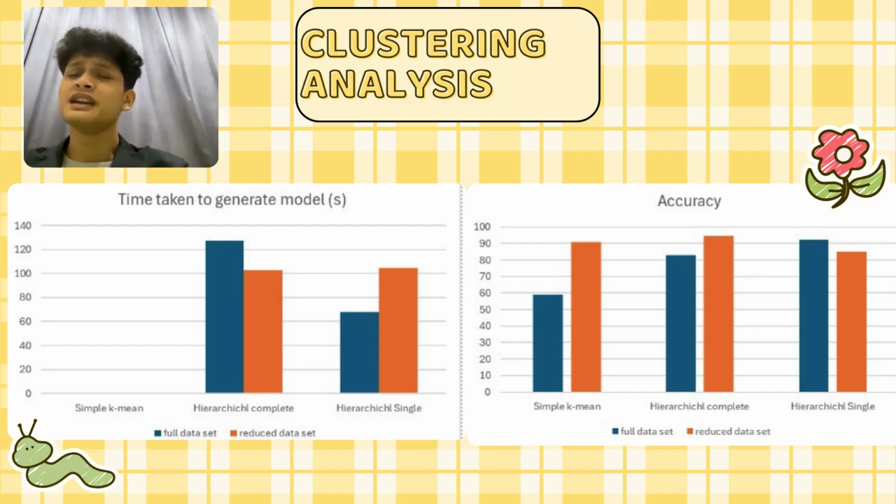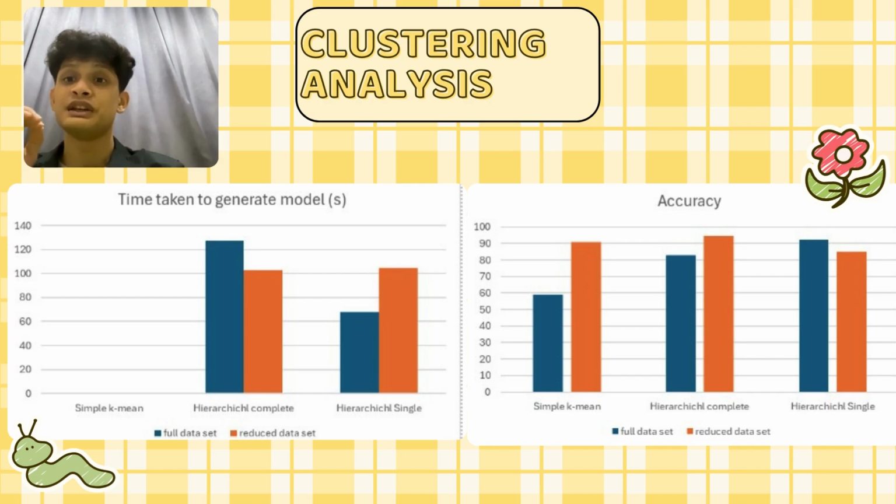Hierarchical single maintains a high accuracy for both full and reduced datasets, with a slight improvement for the reduced dataset, as you can see in the picture below. Hierarchical single exhibits high accuracy with the reduced dataset, but experiences a slight drop with the full dataset. Graph comparing the time taken to generate models of different models using different datasets.